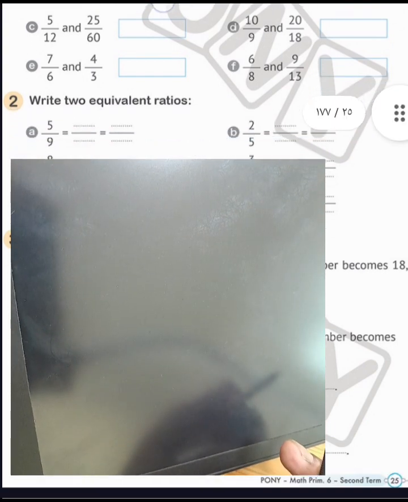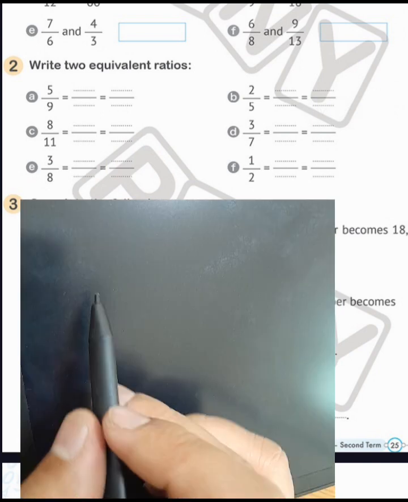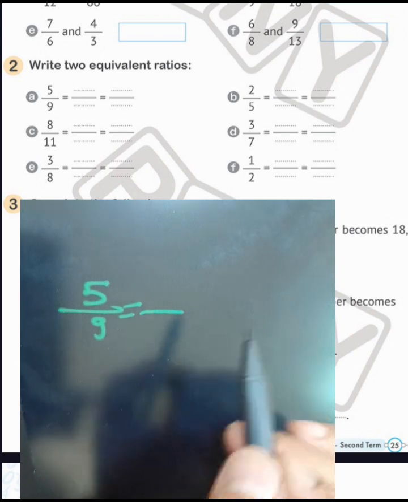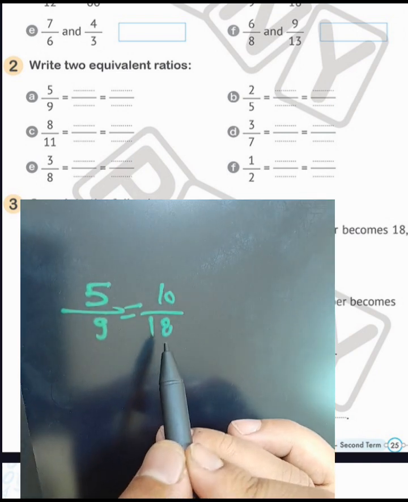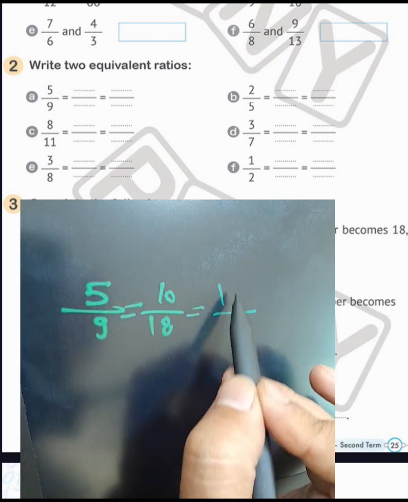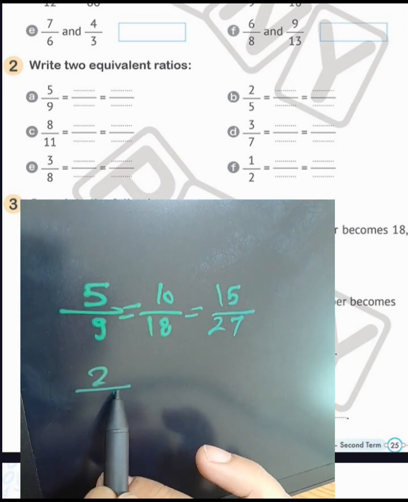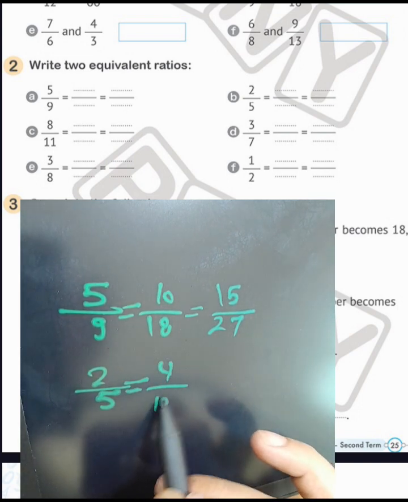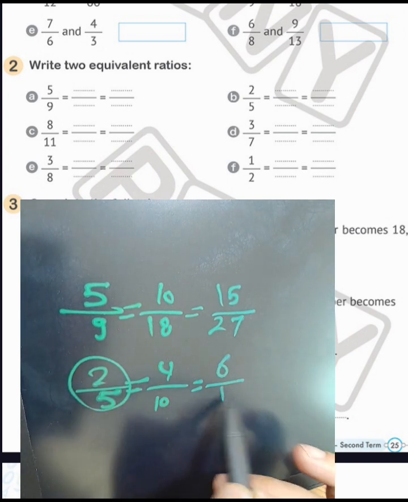Next question, write two equivalent ratios of this number. We can find equivalent ratios by multiplying numerator and denominator by a number as you like, such as 2 times 5 equals 10, 2 times 9 equals 18. And we can write here 3 times 5 equals 15, and 3 times 9 equals 27. And what about 2 over 5? 2 times 2 equals 4, 2 times 5 equals 10. And 3 times 2 equals 6, 3 times 5 equals 15.